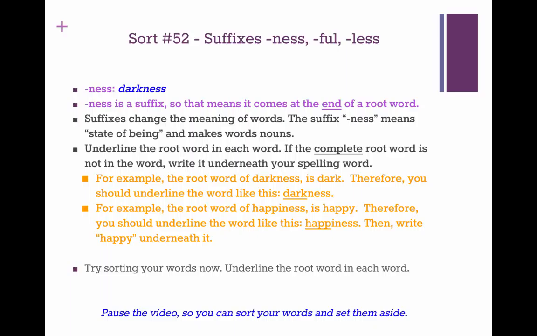Also, for example, the root word of happiness, which is also one of your words, is happy. Therefore you should underline the word like this. So you would underline H-A-P-P and leave the I-N-E-S-S alone. Then you would write happy underneath it. So underline as much of the root word as you can, even if it's spelled a little bit different. Because you can't add N-E-S-S to a word that has a consonant and then a Y. You have to change that Y to an I.